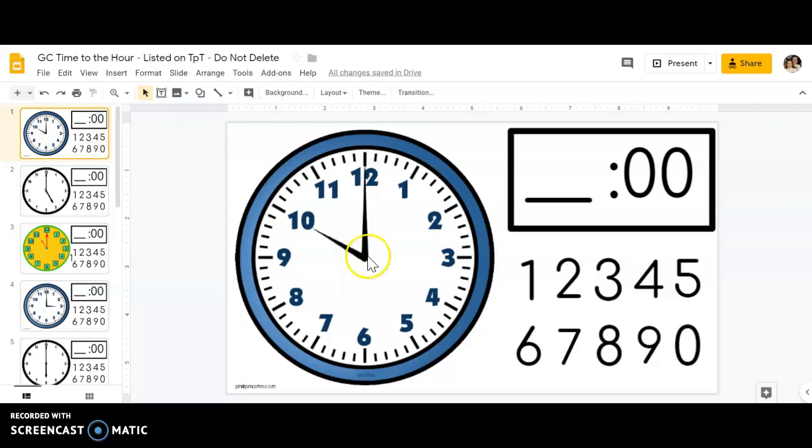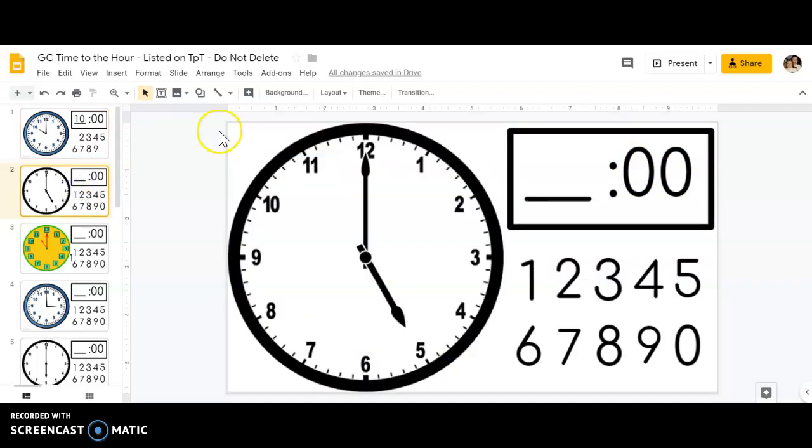So if I'm looking at this hour hand, let's see what it's pointing to. What number is it pointing to? A 10. So that clock says it is 10 o'clock. So I need to build 10 over here in front of the colon. 10 o'clock. Now I put it in front of the colon, the dot dot, because hours come in front, minutes come behind. Let's go to our next one over here.